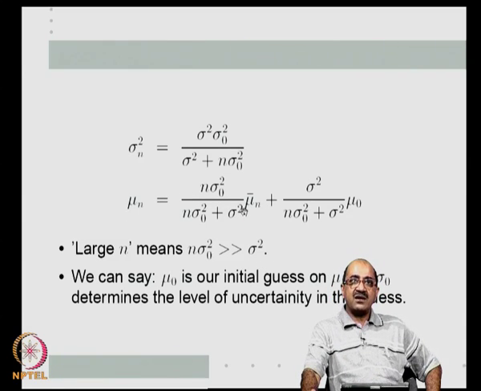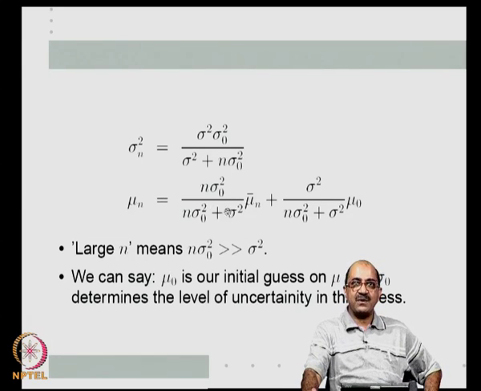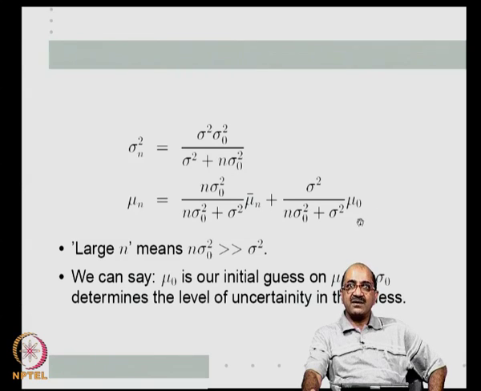If mu n bar becomes the same as mu 0, then the convex combination will always be the same. If mu 0 and the sample mean happen to be the same, then obviously this whole thing will be the sample mean. But on the other hand, if the sample mean is much different from mu 0, then I won't believe it unless n is very large, right. That is what small sigma 0 would mean.